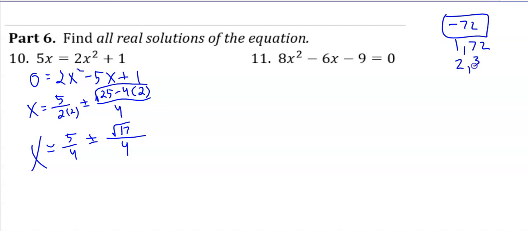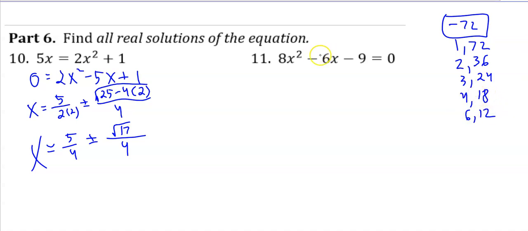2 and 36, no. 3 goes in there 24 times. No, 4 goes in there 18 times, I think. Still not there. We're getting closer though. 6 goes in there 12 times. Ooh, I like that. I like that a lot.